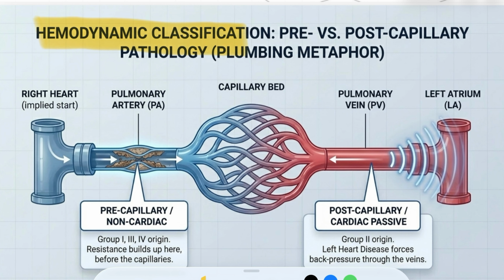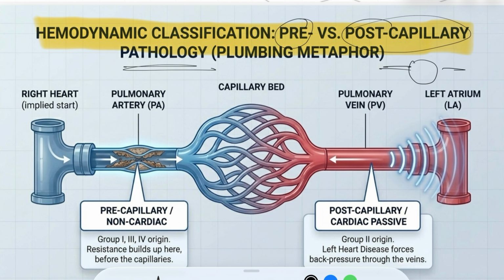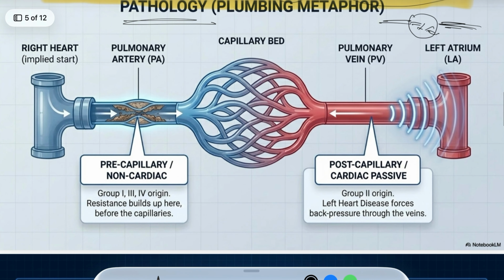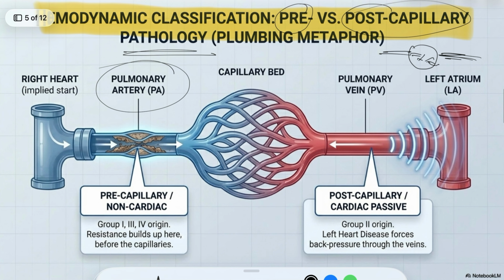Hemodynamically, we classify it as pre and post capillary. So in lungs, when it connects to pulmonary vessels, inside we have some capillaries, right? So we have pulmonary artery and pulmonary vein. This is a lung which is connected to the pulmonary artery and vein, and there will be capillaries inside the lung which actually play a role in pulmonary hypertension.